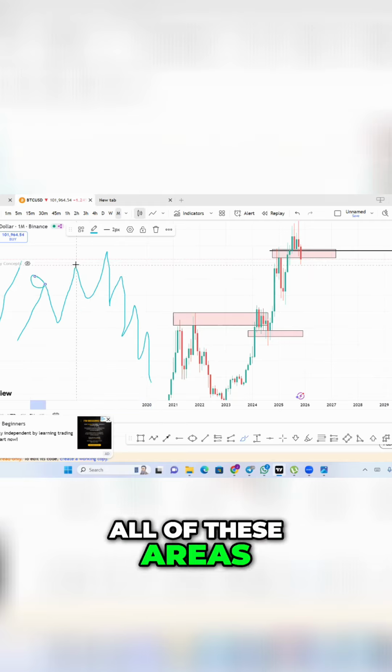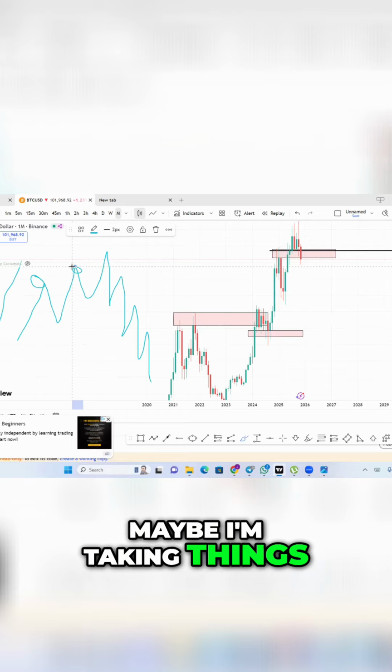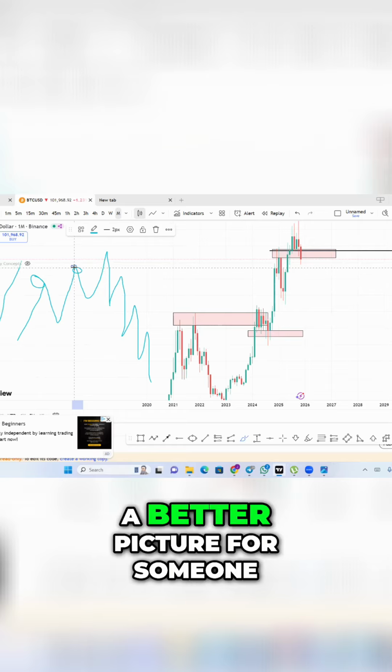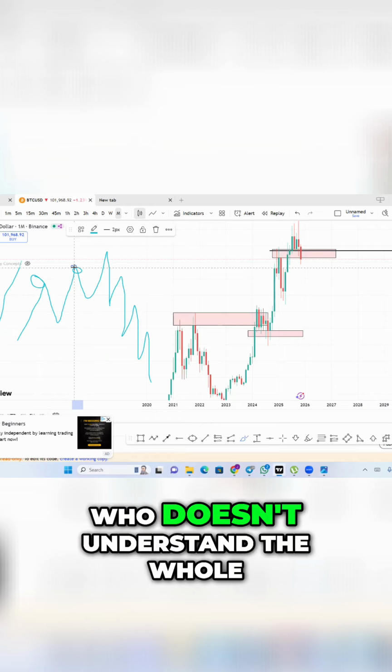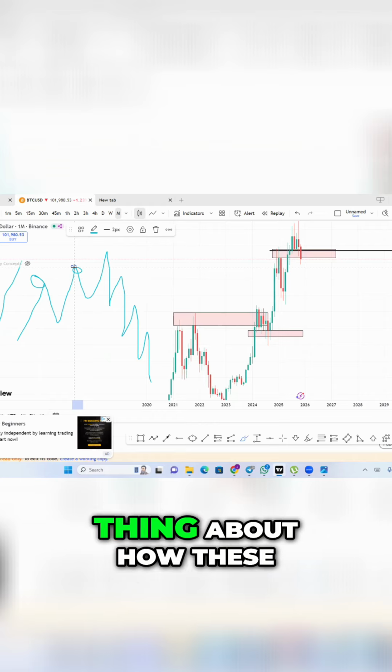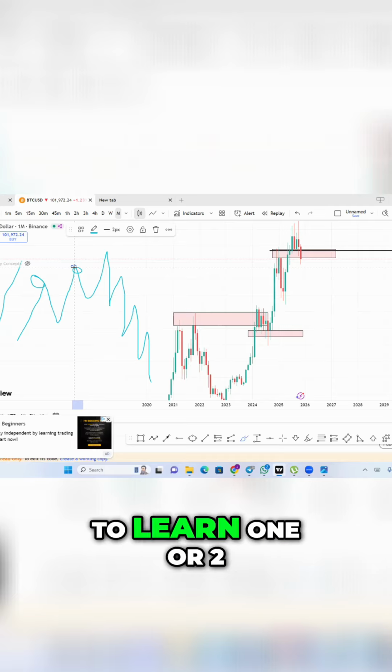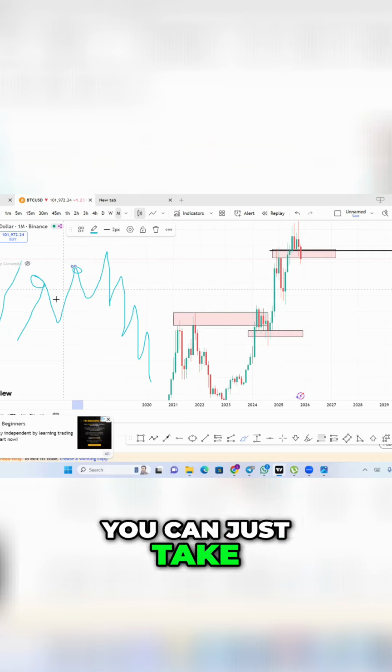All of these areas are higher highs. Sorry, maybe I'm taking things very fundamental now. I'm just trying to create a better picture for someone probably out there who doesn't understand the whole thing about how these markets move sometimes. And maybe you want to learn one or two, so you can just take advantage of this.